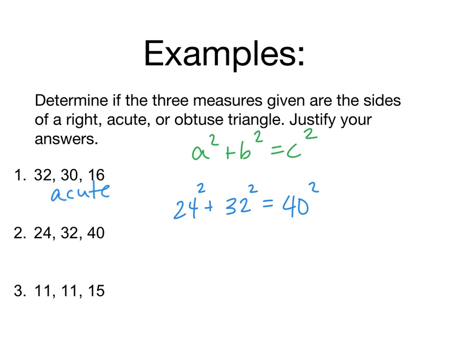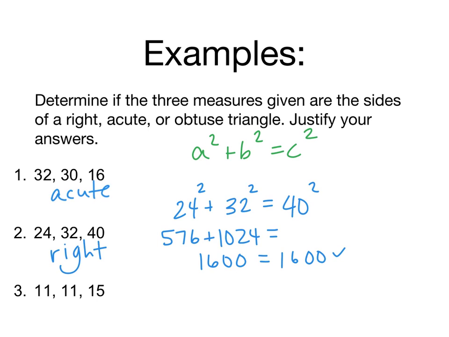24 squared is 576. 32 squared is 1024. We just totally used that one, so I'm not sure why I did it twice. When you add the two together, you get 1,600, which, guess what? 40 squared is 1,600. So since they are equal, that one's a right triangle.